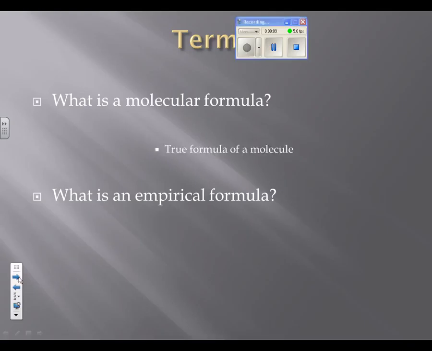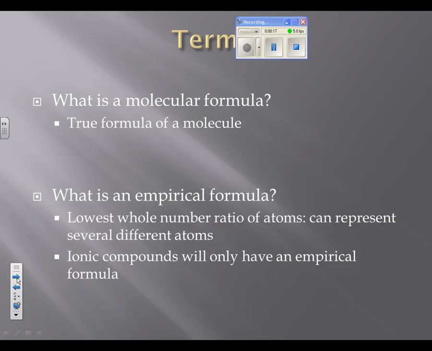So that one's going to have higher subscripts than the empirical formula, because the empirical formula is the lowest whole number ratio of atoms, and it can represent several different molecules. Let's make sure we understand that this one can be several different things. Now, ionic compounds will only have an empirical formula, and they won't have a molecular formula because those have a crystalline form and they always exist in those ratios.